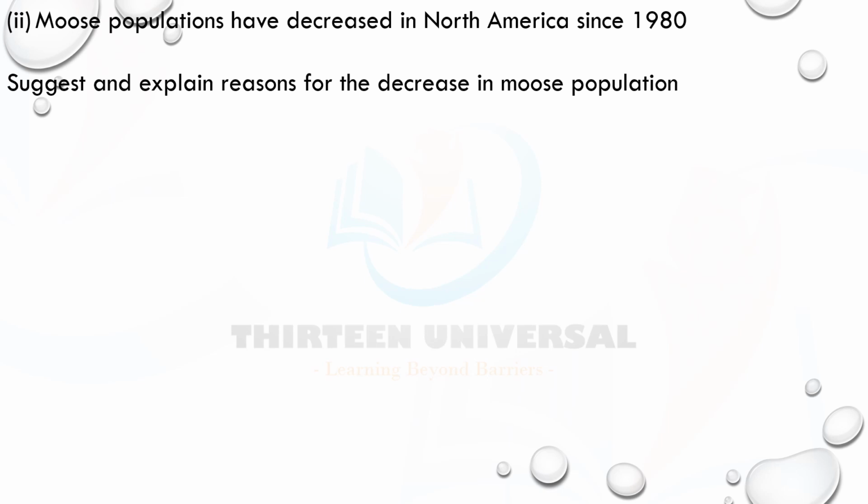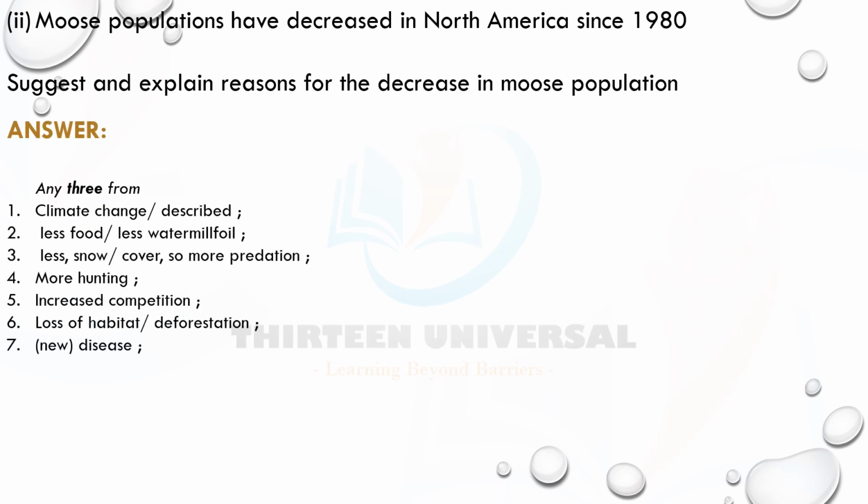Number two is predation. Number three, of course, is habitat loss. Maybe diseases, and of course competition. That's it, guys. Anytime they ask you what affects biodiversity, that's it. Climate, less food, snow and snow cover, so more predation, more hunting by human beings, increased competition, loss of habitat.